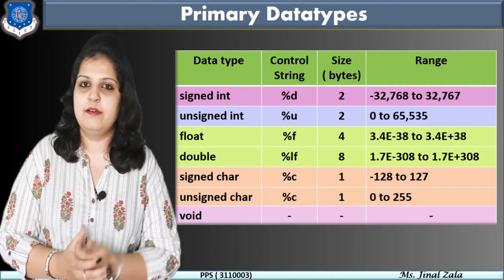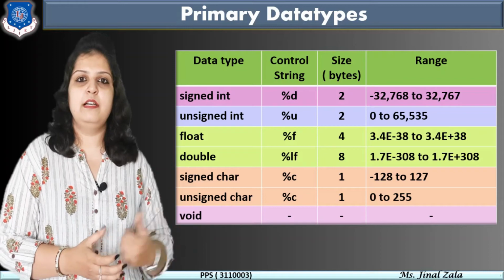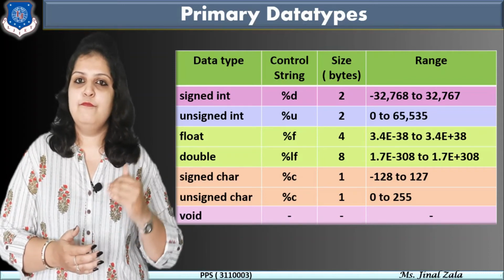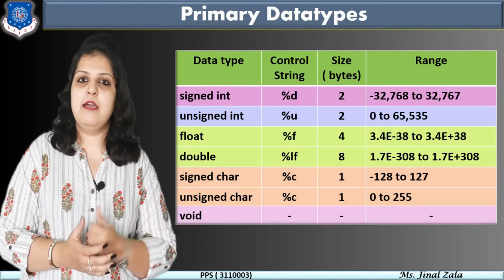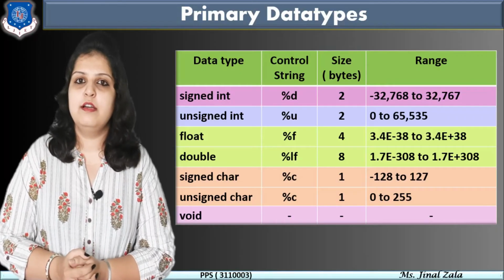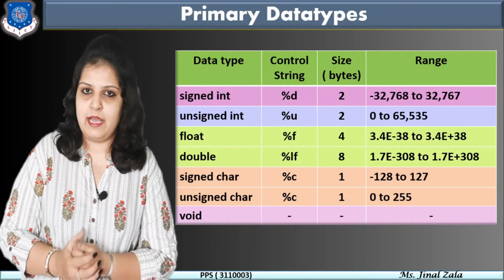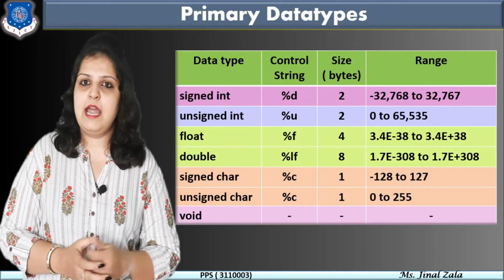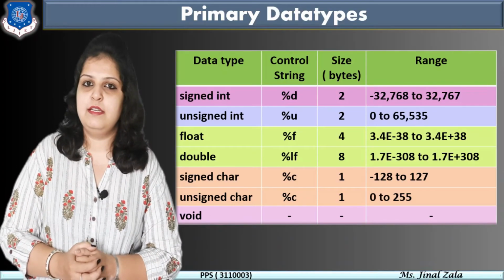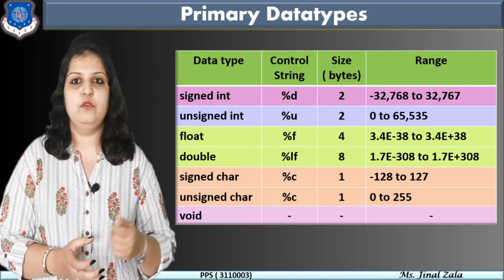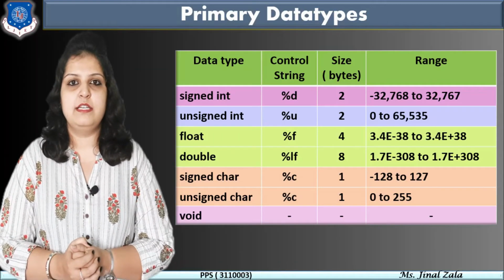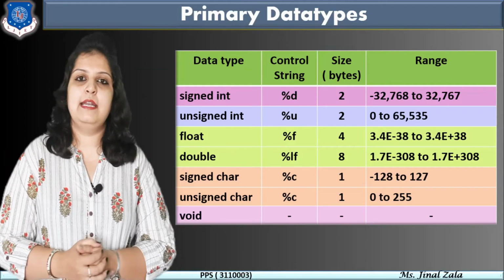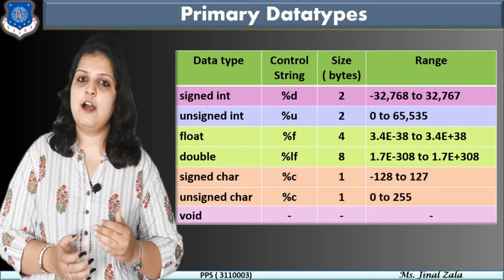store the real number. Then after float, double is bigger than float, and %lf is the control string for double data type. And the size in memory is 8 bytes, and this is the range 1.7 e minus 308 to 1.7 e plus 308. And last is a character, signed character and unsigned character.